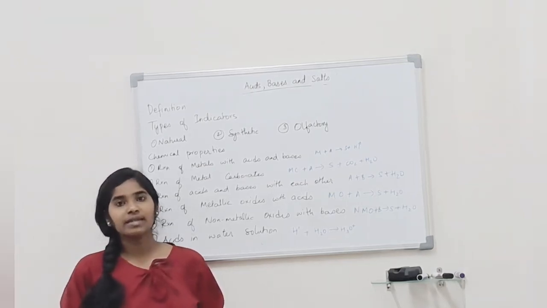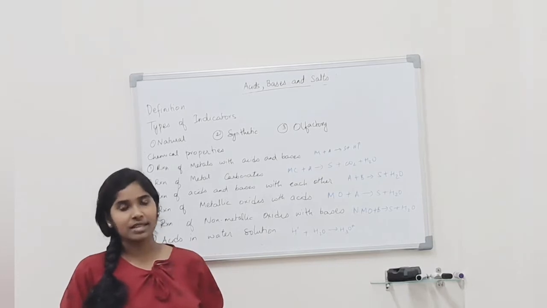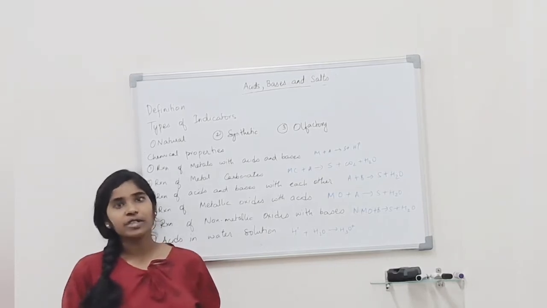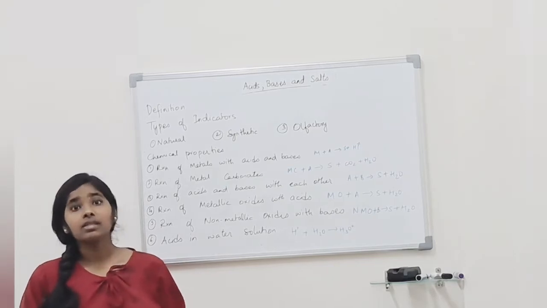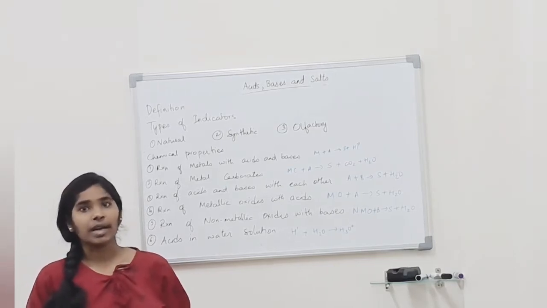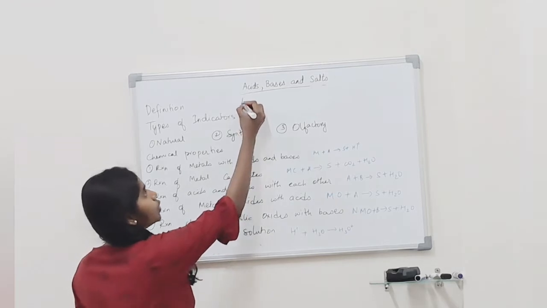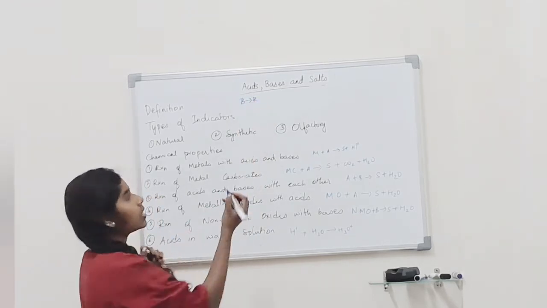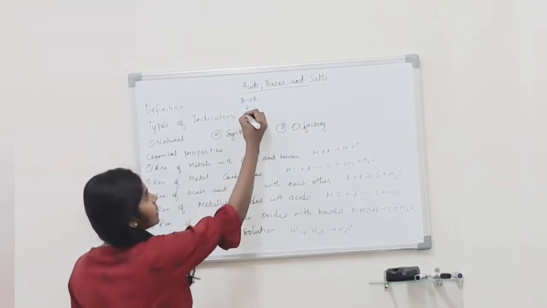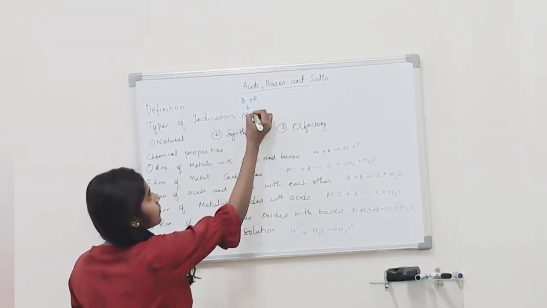Today we will be looking at the second chapter, acids, bases and salts. So first we will look into what is an acid. Any substance that tastes sour in water and turns blue litmus into red is termed as acid. An example for acid is citric acid.